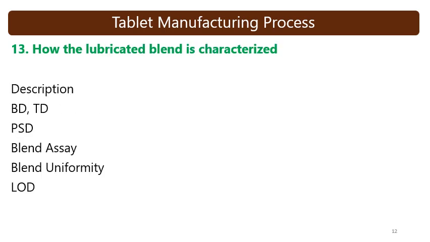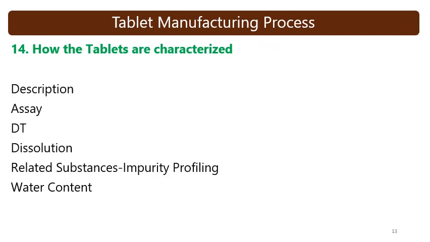How the lubricated blend is characterized, or what are the in-process tests for lubricated blend. Lubricated blend preparation is done by the granulation, and that lubricated blend is taken to the compression area for compressing it into the tablets. So description, BDTD, that is bulk density, tap density, particle size distribution, blend assay, blend uniformity, and LOD are the tests for lubricated blend.